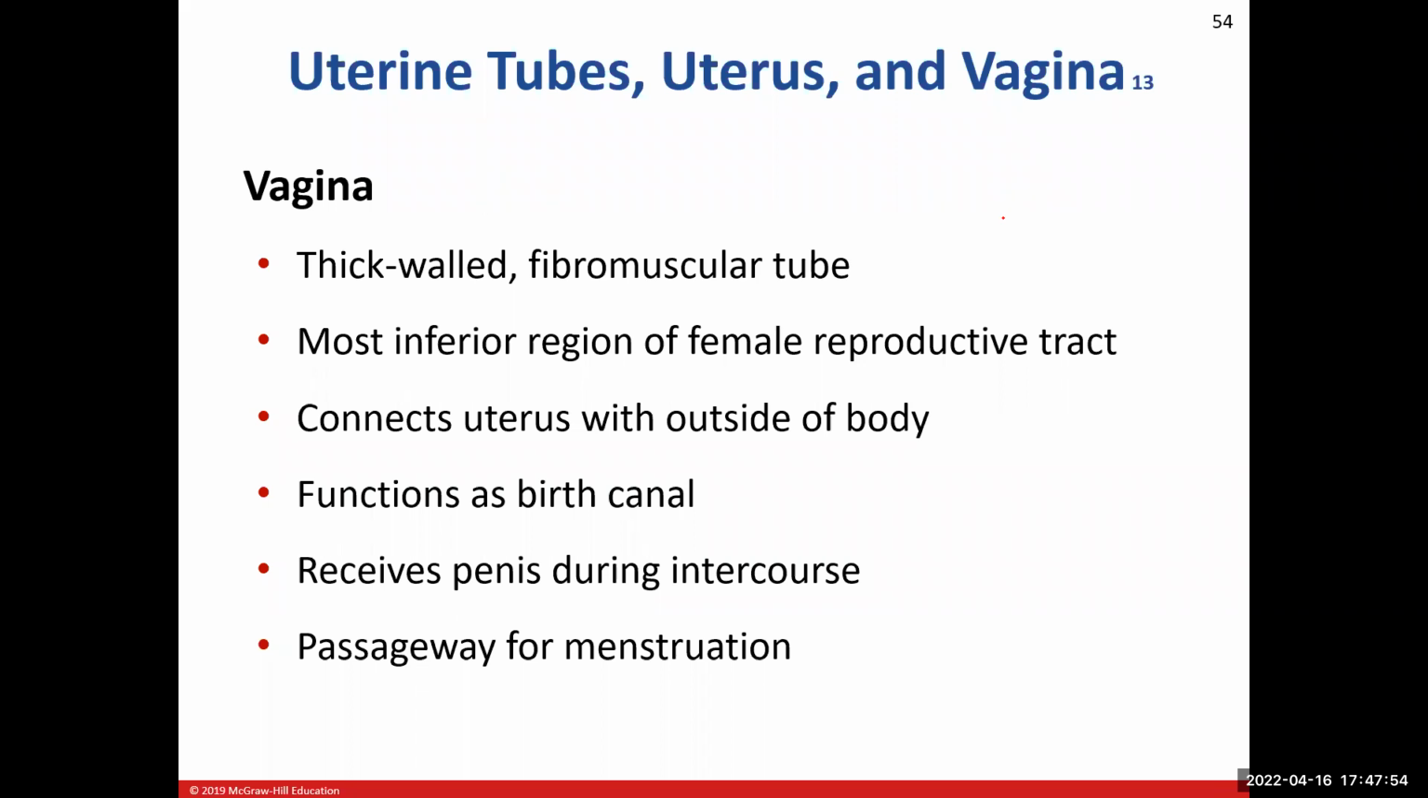It also is going to be where the penis is inserted during coitus or intercourse. And then finally, this is where that functional layer during menstruation is going to be shed off and expelled through the vagina. So it has those 3 roles there.